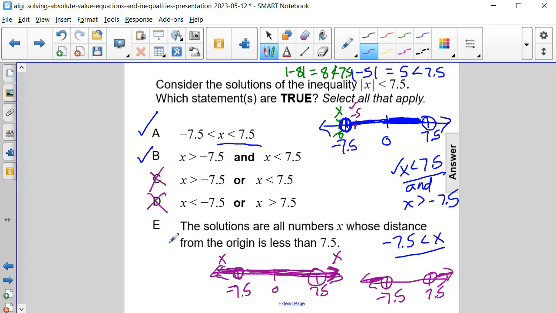Now let's read answer choice E. It says the solutions are all numbers x whose distance from the origin is less than 7.5. So the origin is 0, and the distance from the origin to any point on the line is less than 7.5. And this is modeled by the number line graph that works. So therefore, the correct answers here are choices A, B, and E.